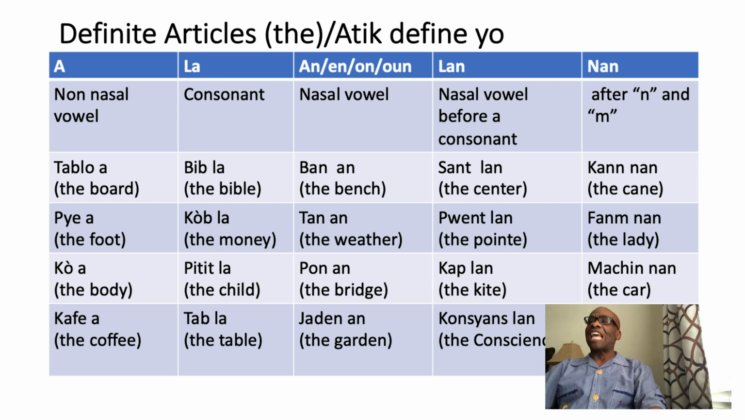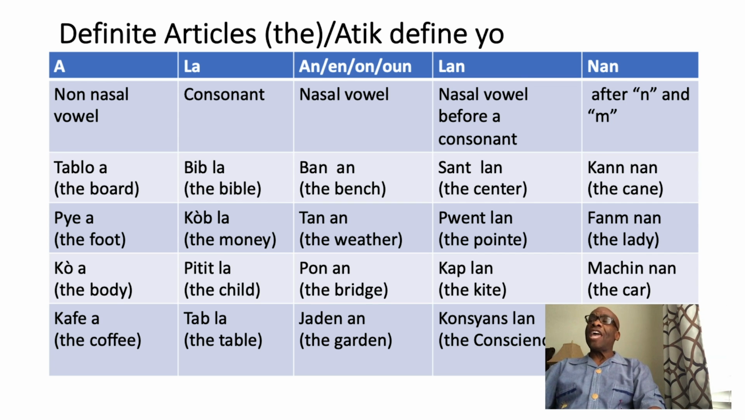Then the same definite article, the in English, is "la" in front of a consonant, like Bible. The consonant B-I-B, bib, bibla. You cannot say biba, it's bibla. Cob la, the money, petit la, the child, tabla, the table.